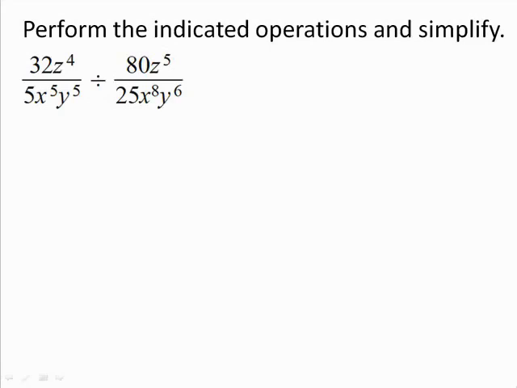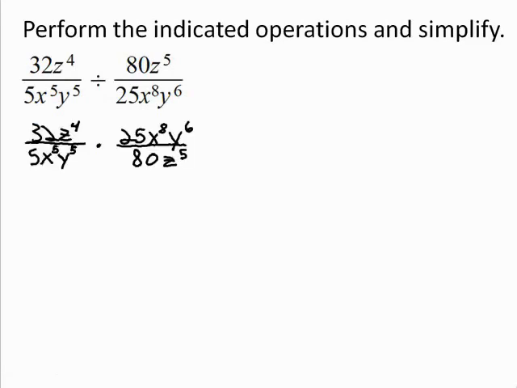Perform the indicated operations and simplify. 32z to the 4th power divided by 5x to the 5th power times y to the 5th power, divided by 80z to the 5th power divided by 25x to the 8th power times y to the 6th power. When dividing by a fraction, invert the divisor and multiply. Now multiply the numerators and denominators together.